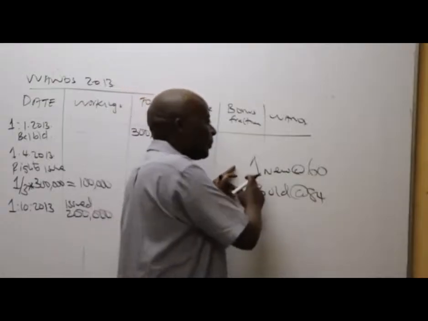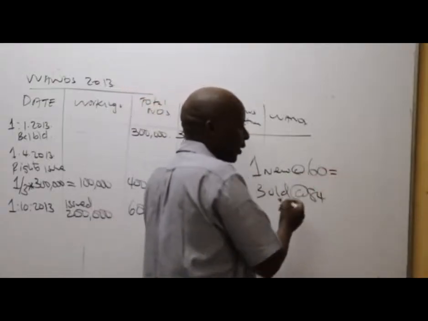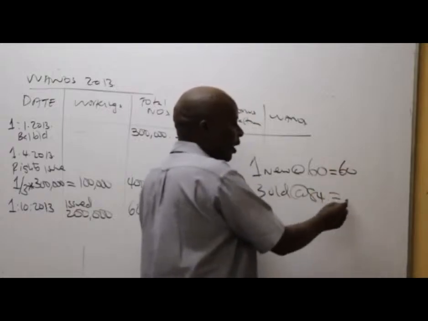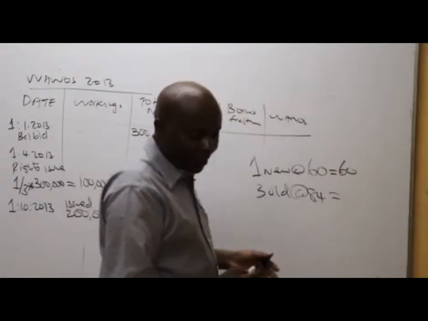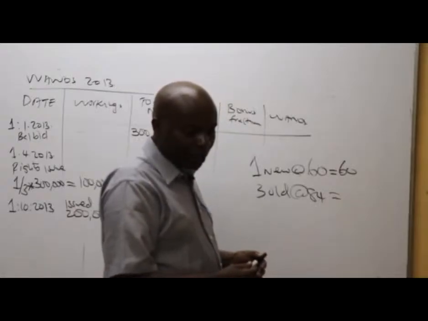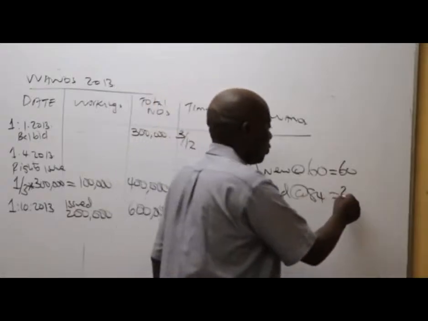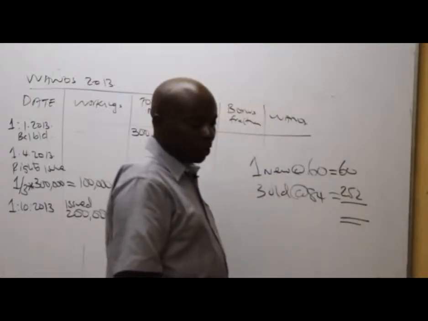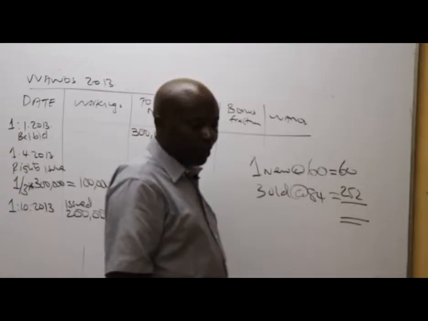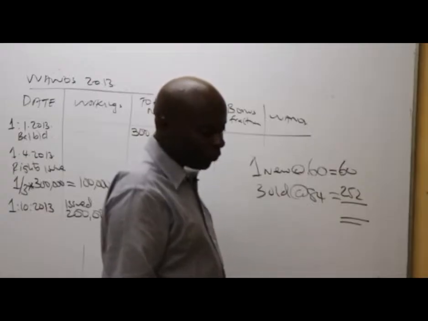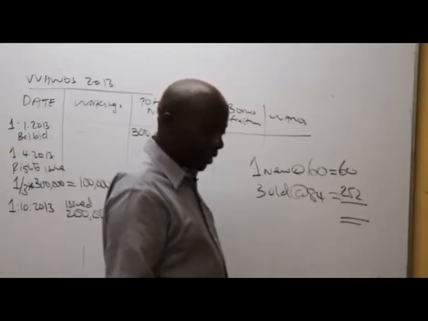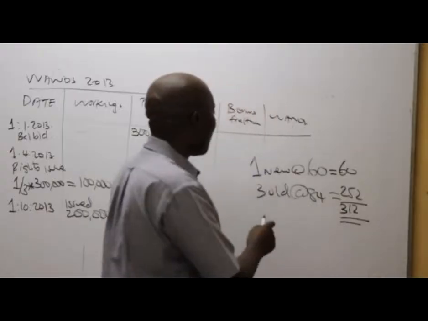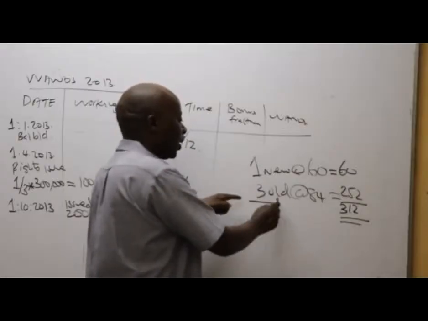So then 1 times 60 gives us how much here, somebody? 60. 3 times 84 gives me how much? 252. So ukiongeza zote zinakuja ngapi total value? Total value inakuja 314, ama 312.